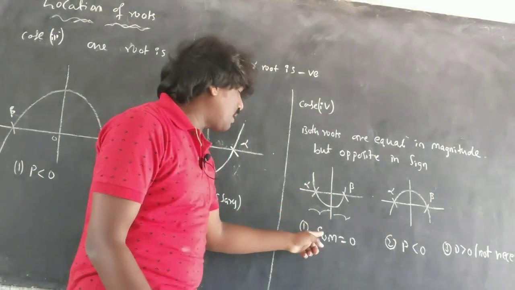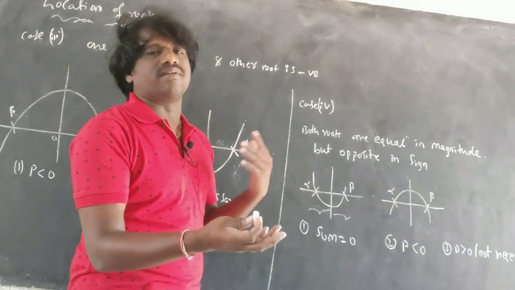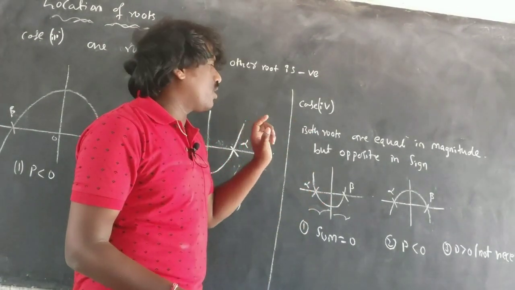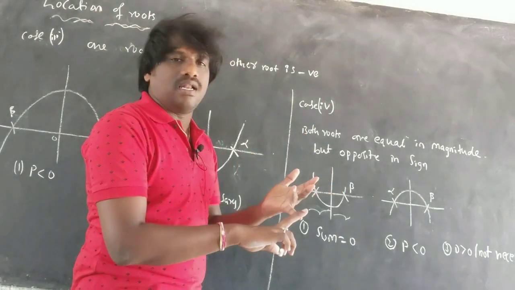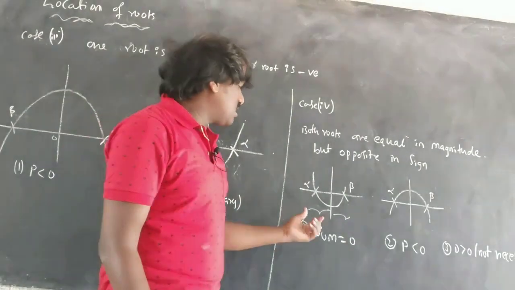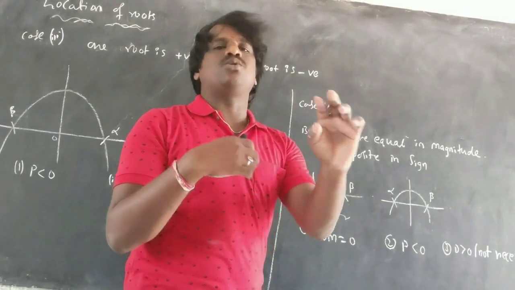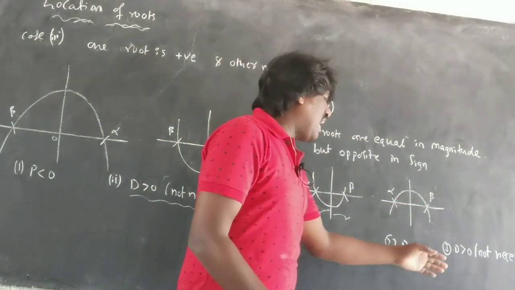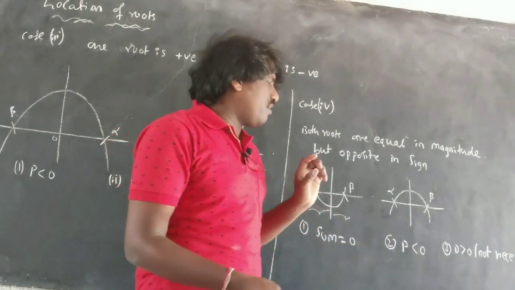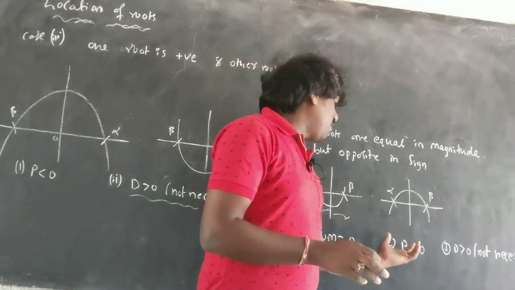Then what do you get? The sum of the roots will be 0, because minus 3 plus 3 is 0, and minus 5 plus 5 is 0. So this is case number 4. If the magnitude is equal and the sign is opposite, then the sum of the roots will be 0, and the product of the roots, plus into minus, will be negative. In this case also the discriminant is greater than 0, but it is not necessary to find the discriminant because it will be included in this.